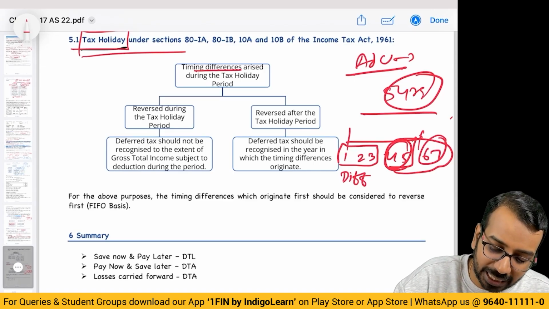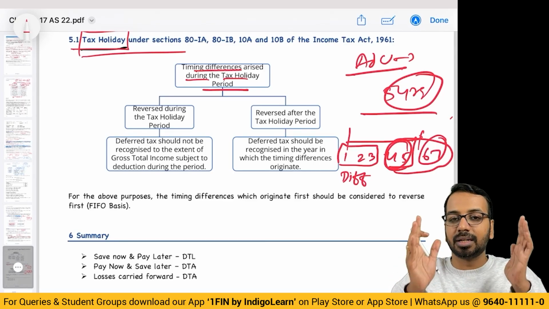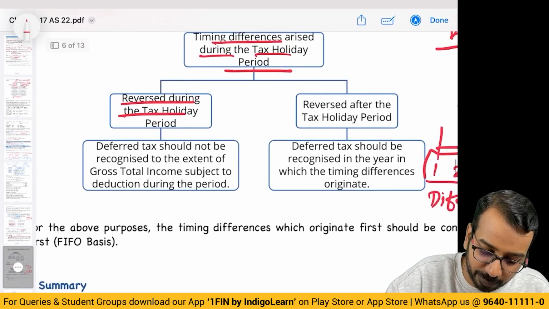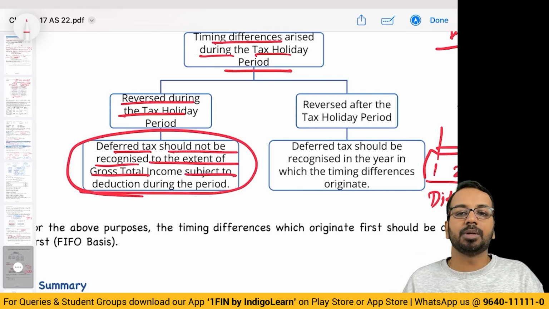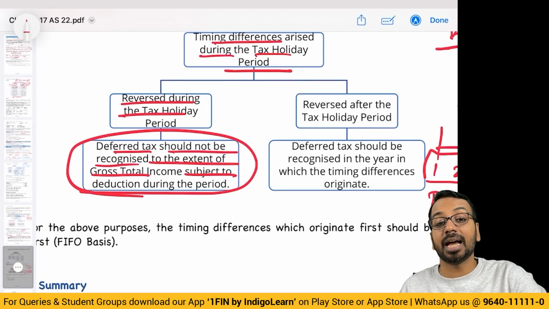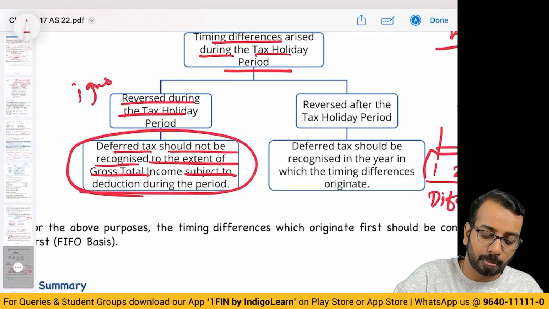So if there are timing differences which have arisen during the tax holiday period, in the first 3 years, and if they are reversed during the tax holiday period, then the deferred tax should not be recognized to the extent of gross total income subject to the deduction during the period. Basically, if differences arose in this period and subsequently reversed in the tax holiday period itself, you will ignore.